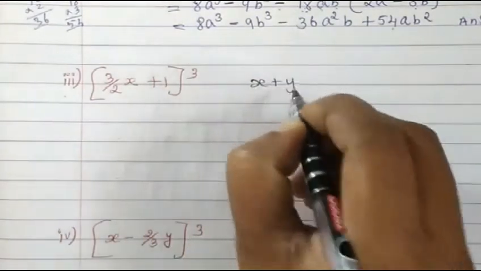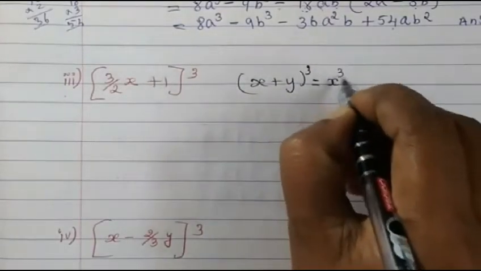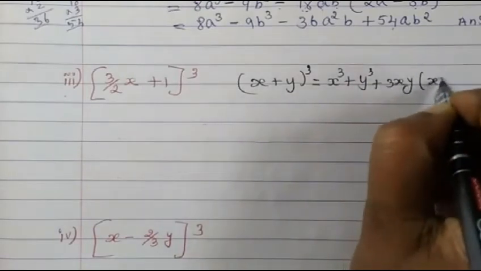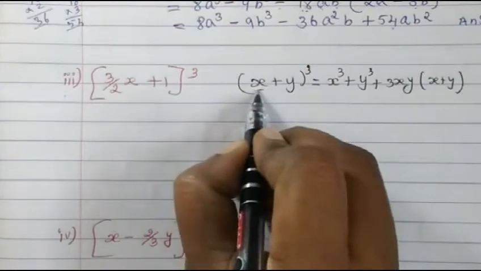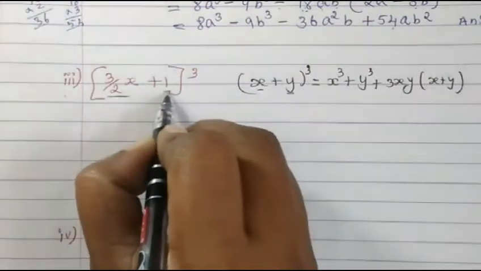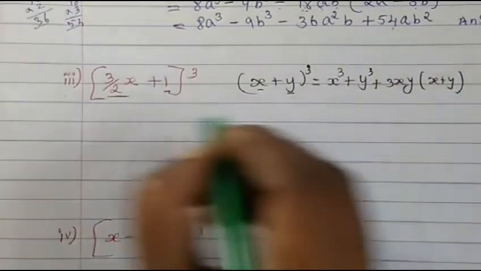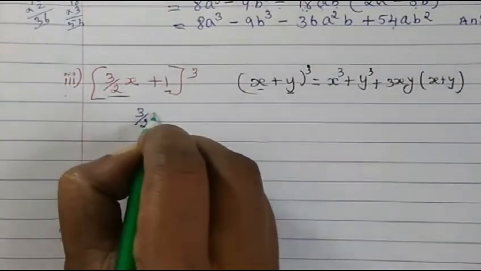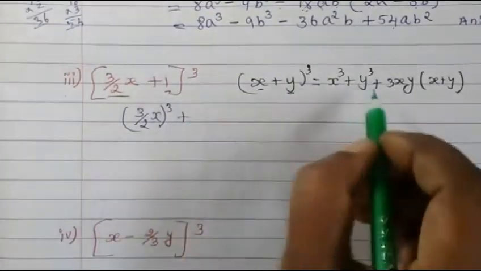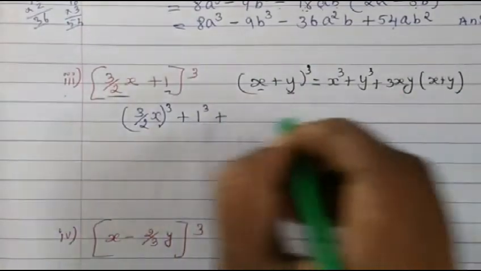That is (x + y) whole cube is equal to x cube plus y cube plus 3xy(x + y). So now wherever x is there, we have to write 3 upon 2x. Then wherever y is there, we have to write 1. So let's write down now. In the place of x cube, we have to write (3 upon 2x) whole cube. Then plus, where y is there, y is 1 cube.